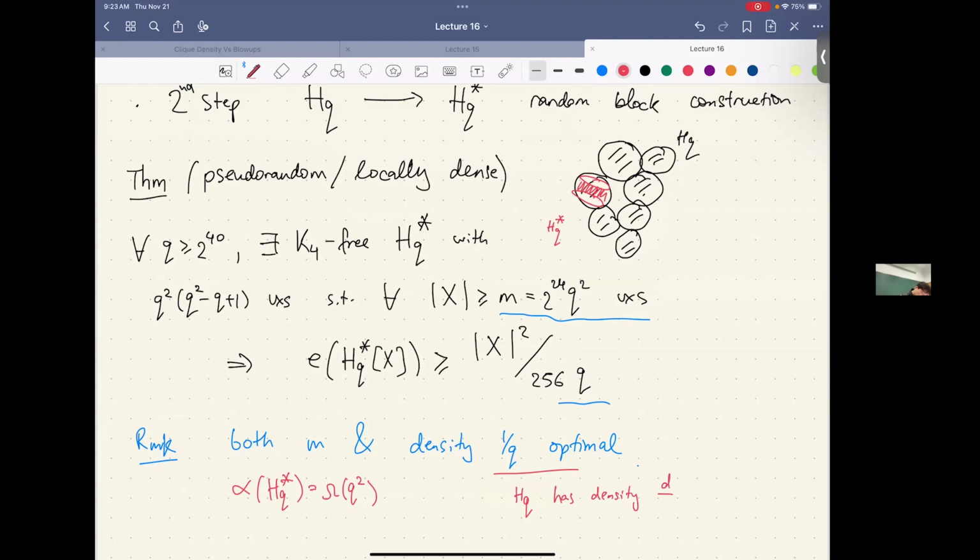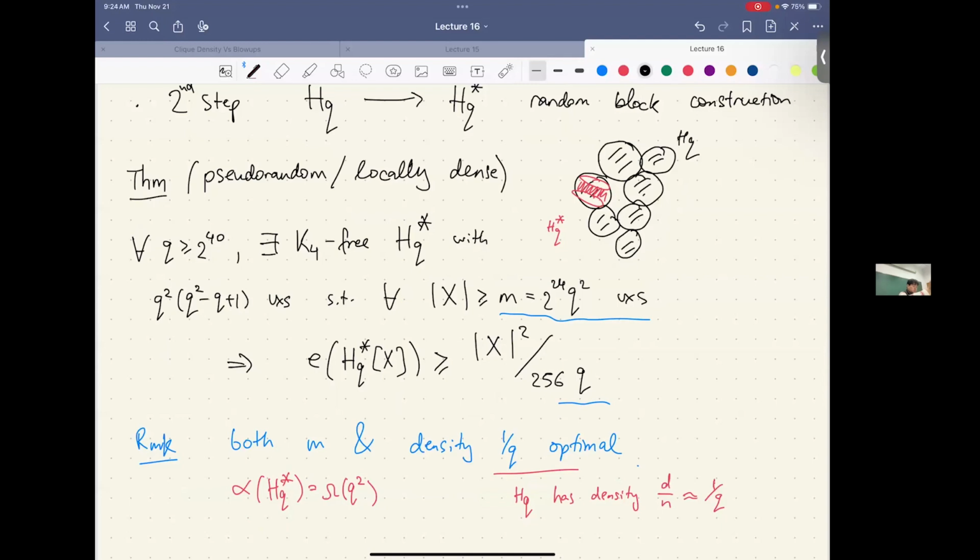D over N, right? Which is 1 over Q, roughly. Good. Now I want to mention... okay. Good. So let's finish the rest of the details.